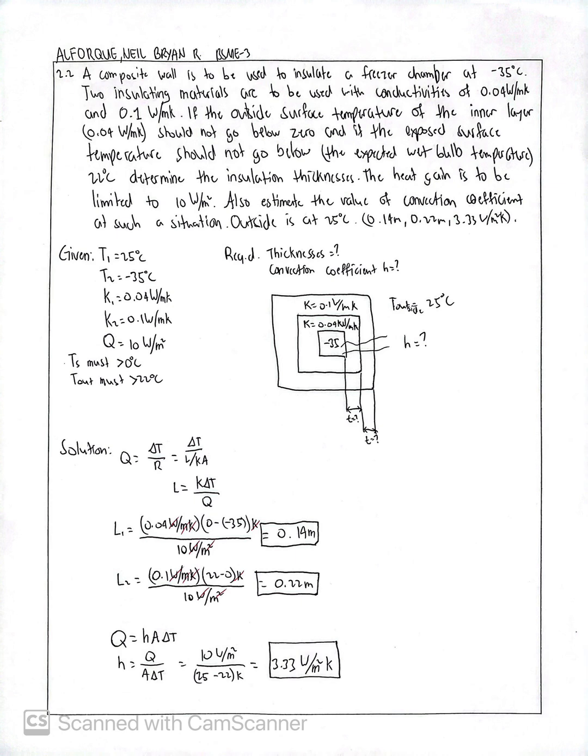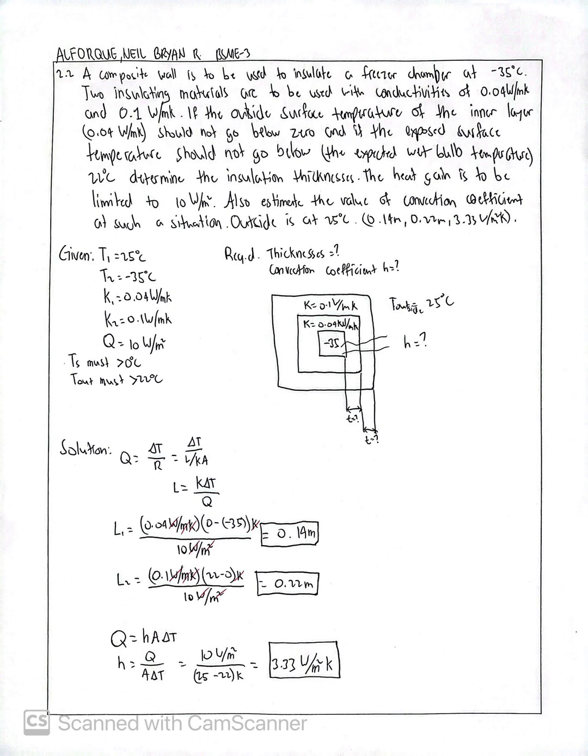Here is the illustration: inside is negative 35 and the outside is 25. For the solution, we will use the formula Q equals delta T over resistance, and to get the resistance, it is simply L over KA. The first material thickness L1 is equal to 0.04 times 0 minus negative 35 Kelvin over 10, so the answer is 0.14 meters. Then next is the second material, L2 is equal to 0.1 times 22 minus 0 Kelvin over 10, which is equal to 0.22 meter.